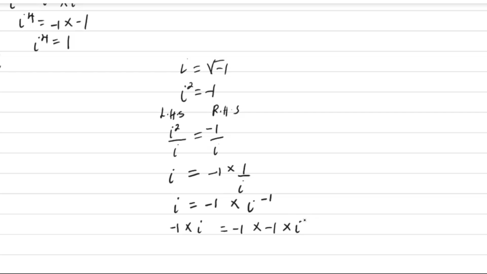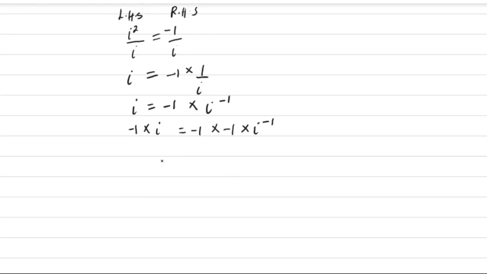Times i raised to power minus 1. So what it means here is that minus 1 times i is minus i, which is equal to minus 1 times 1, that is 1, times i raised to power minus 1. So i raised to power minus 1 is equivalent to minus i. That's the first negative integer power of i.